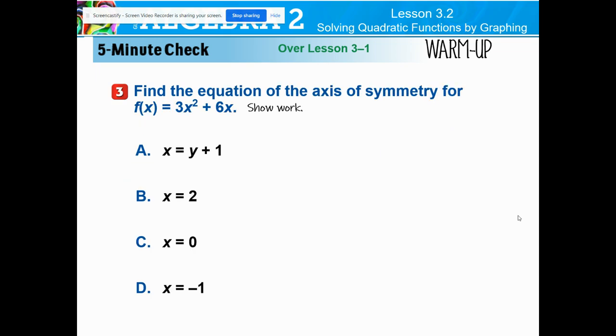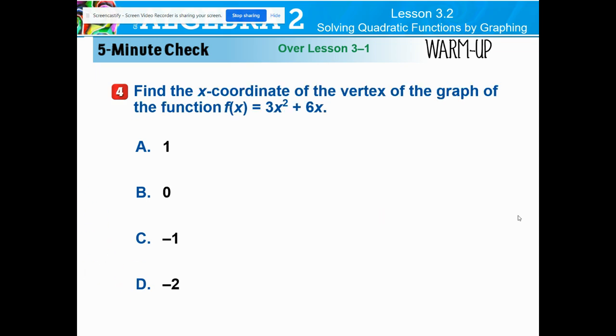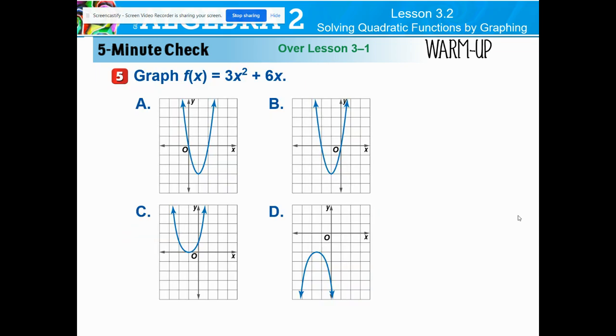The axis of symmetry, same function. We use our equation, x equals the opposite of b over 2a. Opposite of b is -6. Double our a, we get 6. x is -1. We're still using that same function, and we want the x-coordinate of the vertex. It is the same calculation as finding the axis of symmetry. So once again, it's -1.